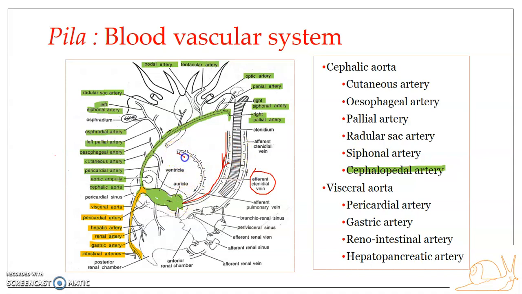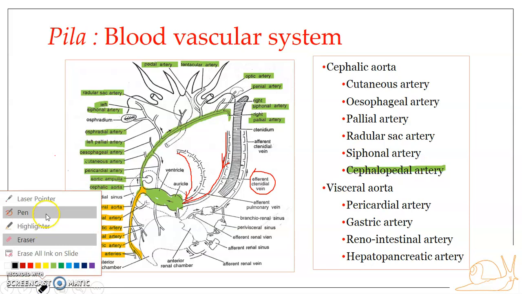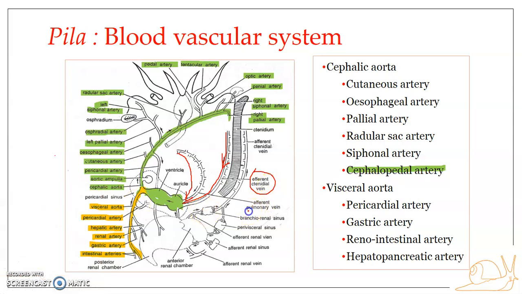Then we have this vessel. It is the efferent pulmonary vein. It carries blood from the lungs or the pulmonary sac towards the auricle. So the left efferent pulmonary vein. Then we have the third one over here. It carries blood towards the heart, the auricle, and this one is the efferent renal vein. It carries blood towards the auricle.